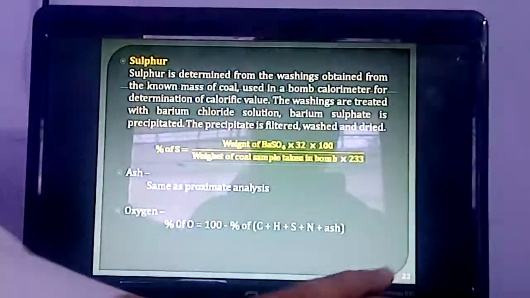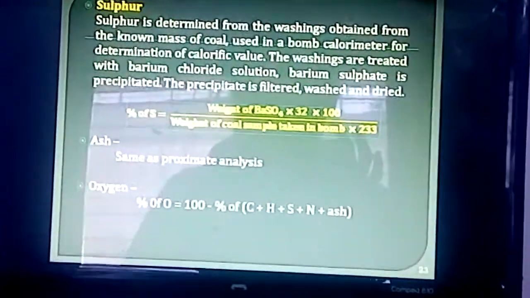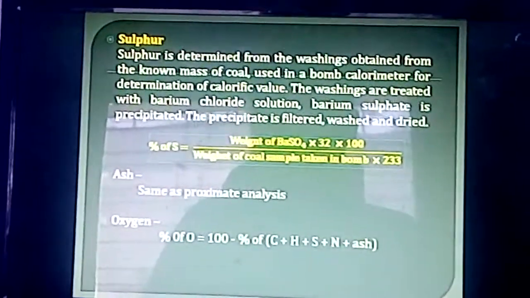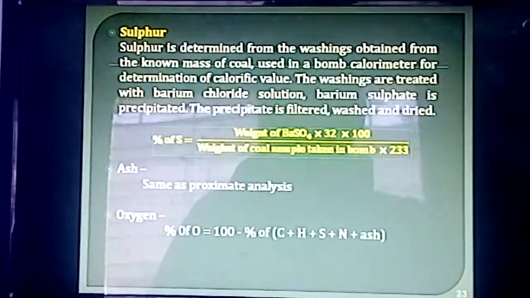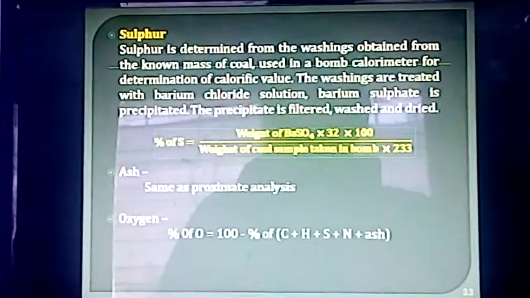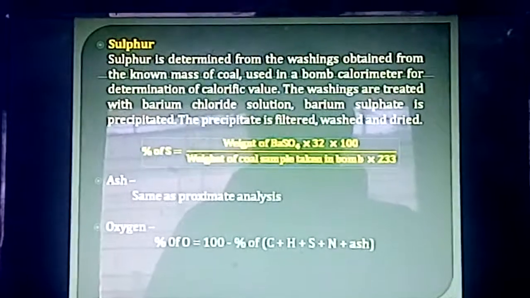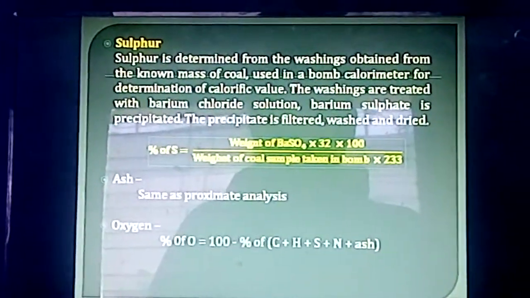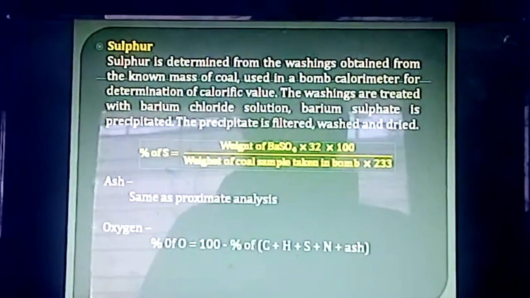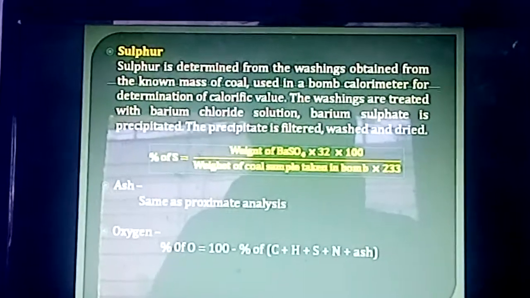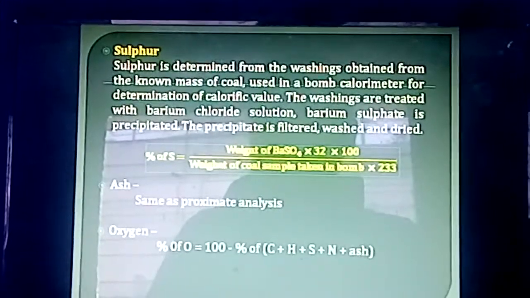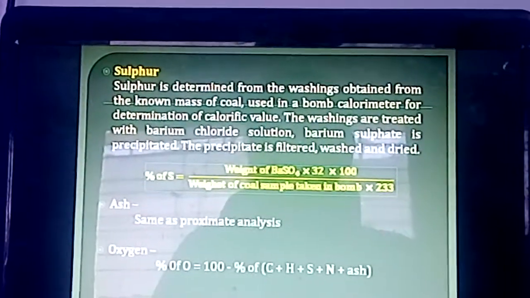We will see the second, determination of the sulfur in ultimate analysis. When the sulfur containing coal is heated in a bomb calorimeter containing a small amount of water, it gives sulfate ion. Then a solution of barium chloride is added to get barium sulfate. So the reaction part is very simple. Sulfur plus oxygen gives sulfur dioxide. Sulfur dioxide plus oxygen gives sulfur trioxide. In presence of water, it is converted into sulfuric acid. In presence of barium chloride, it forms barium sulfate precipitate.